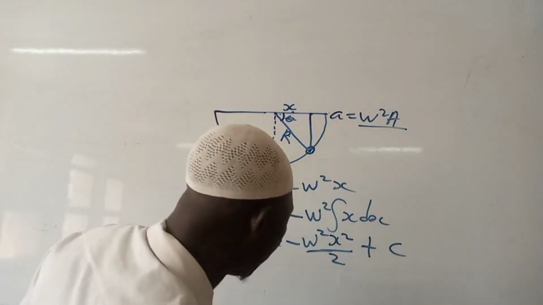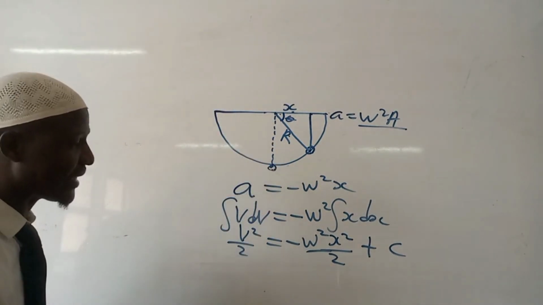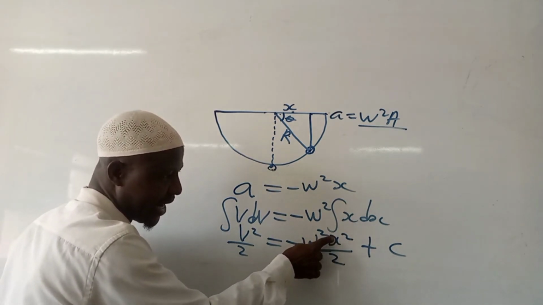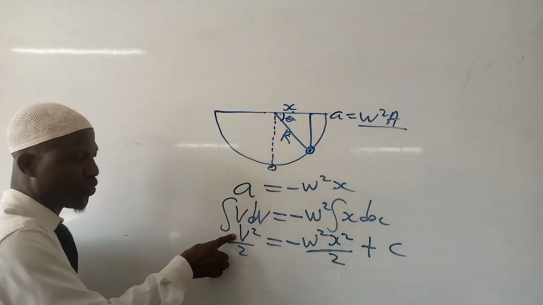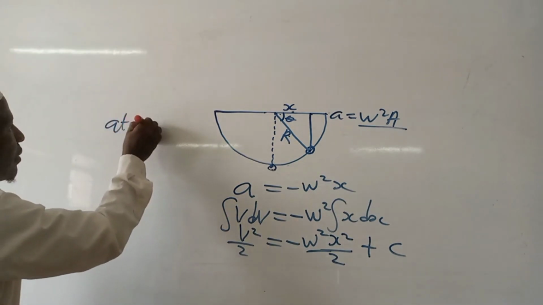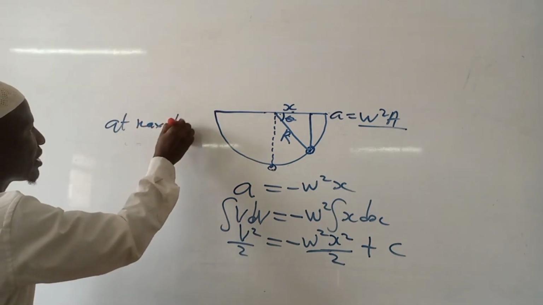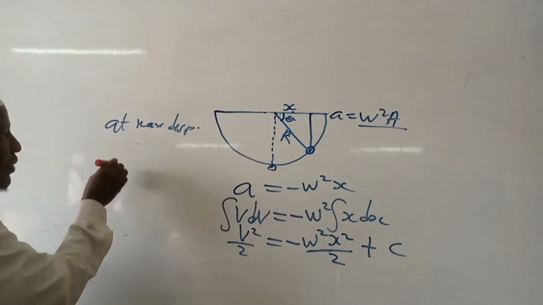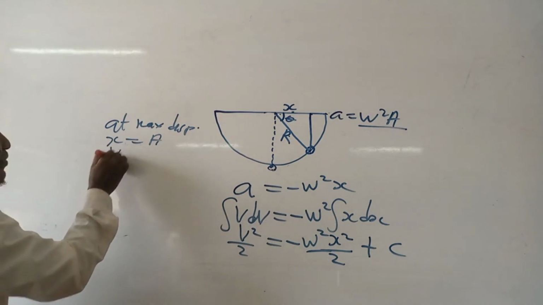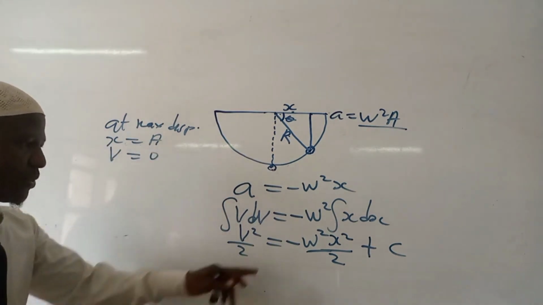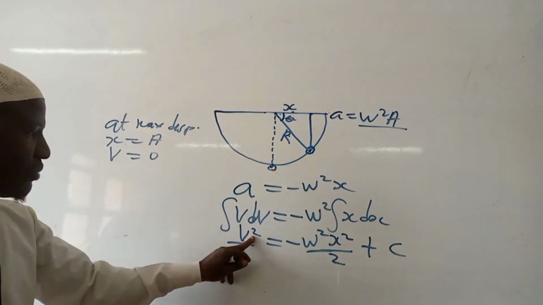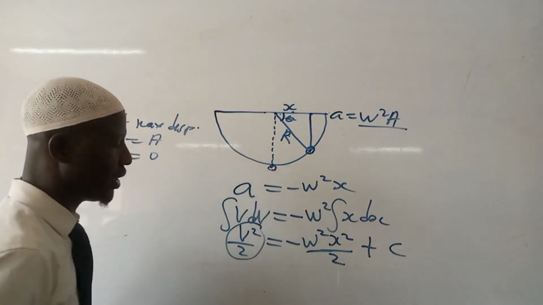For the value of c, we just assume that at maximum displacement, when x becomes a, what will happen to velocity? So at maximum displacement, our x becomes a, then our v is equal to 0. Put it here. If x is equal to a, this one becomes 0. The whole of this one becomes 0.